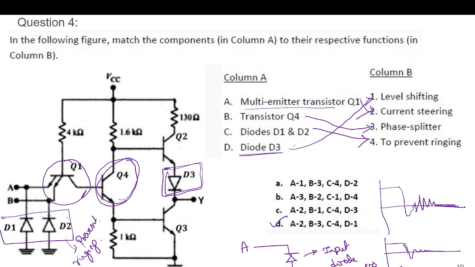Because like this is reducing this portion. So in this portion this will be negative, this will be at high potential, this will start conducting. If there is any ringing it will bring it to 0.